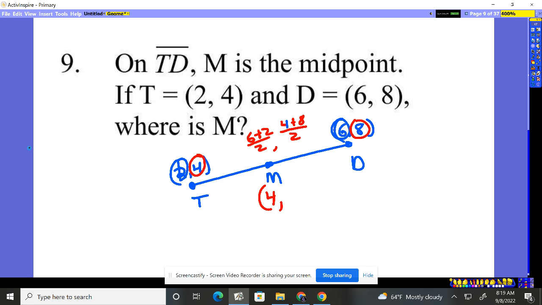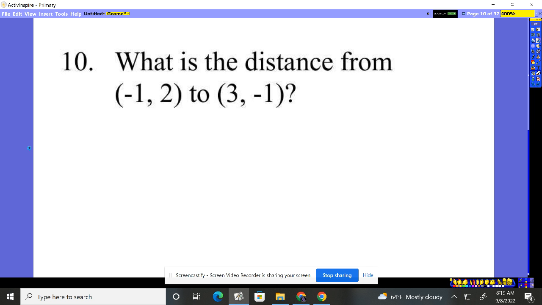So we get 8 divided by 2, which is 4. And 4 plus 8 is 12. 12 divided by 2, 6. So M is at 4, 6. I have no clue why the colors are completely changing from one time to the next.